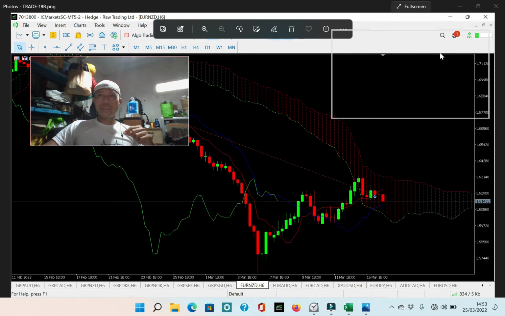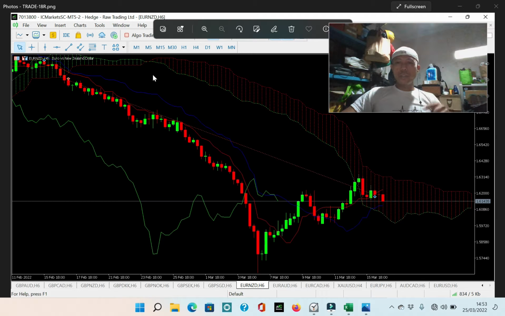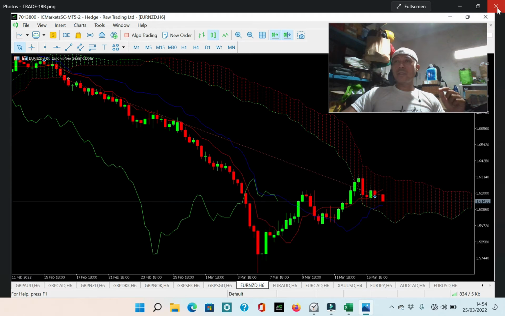So this is trade 18, and this is the result. You can see by yourself from the chart. This is the red arrow going down here, and I close the trade here. So I made 545 points for this particular trade, Euro New Zealand dollar, 6 hour time frame. I opened it around the middle of February, and on 15 March I closed the trade, so it's nearly 1 month. This is the simple explanation.